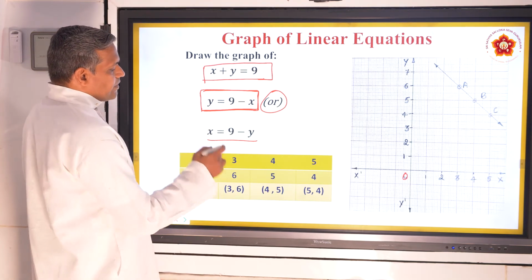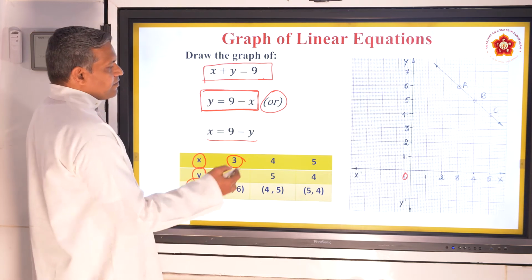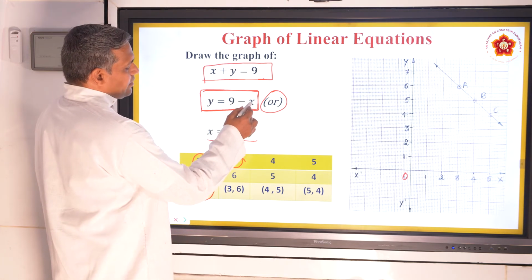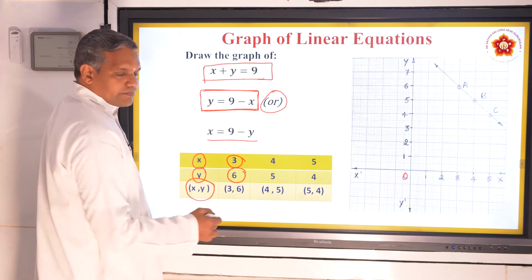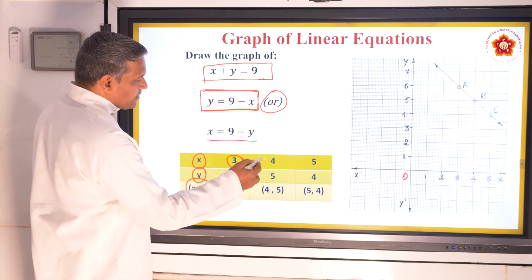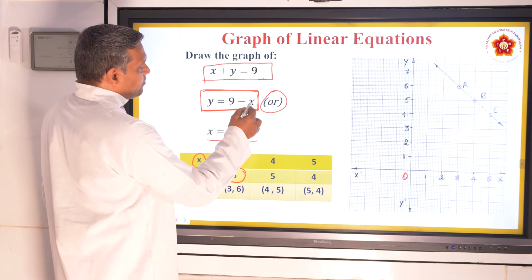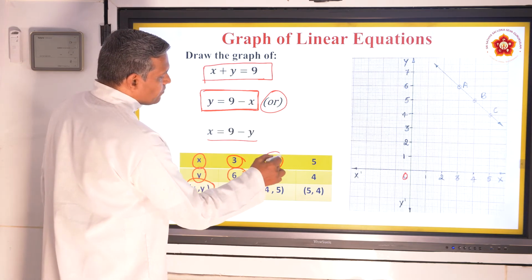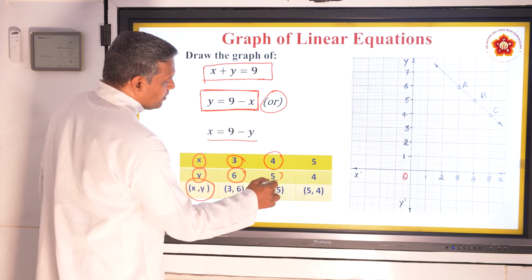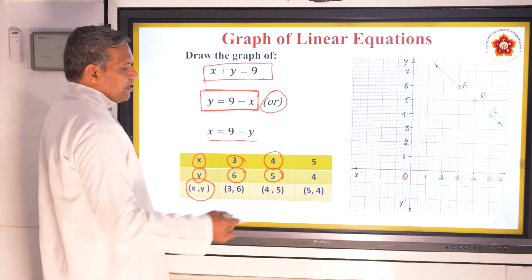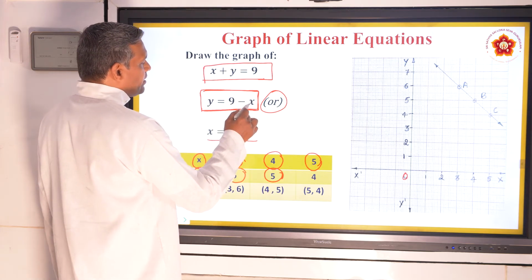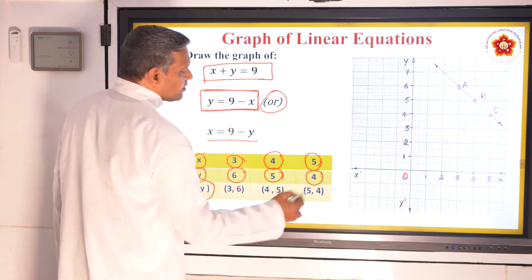So by chance, if you take x as 3, check. So x is 3, no? 9 minus 3 is how much? 6. So y is equals to 6. Correct. Now take x as 4. 9 minus 4 is equals to 5. So x as 4 you have taken, y has become 5. Now x value you take 5. 9 minus 5, what is the value? y is equals to 4.